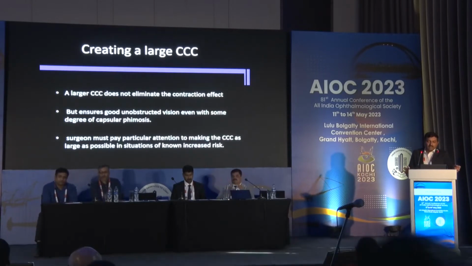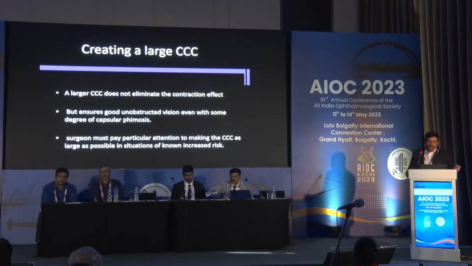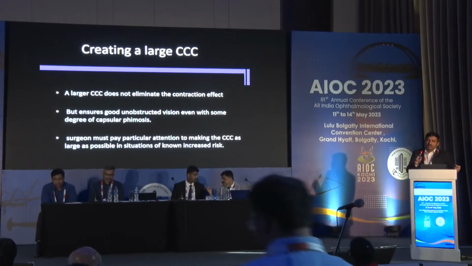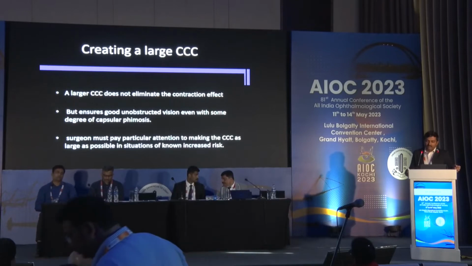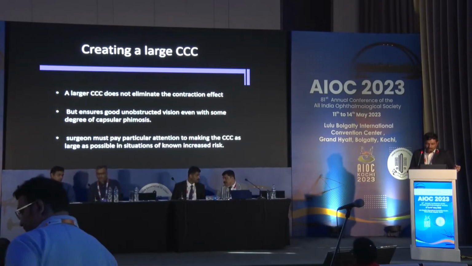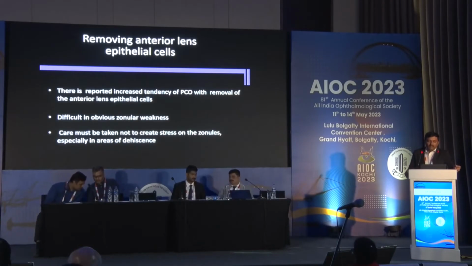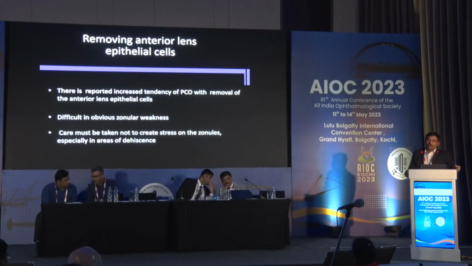A large capsular rhexis does not eliminate the contraction effect, but it assures that in spite of contraction, you will have a clear central zone, so you will get away with that. So never leave a patient with a small rhexis, as it obscures the optical quality. Removing the anterior lens epithelial cells sometimes may help in prevention of PCO, but how far it helps in preventing the contracture is doubtful.